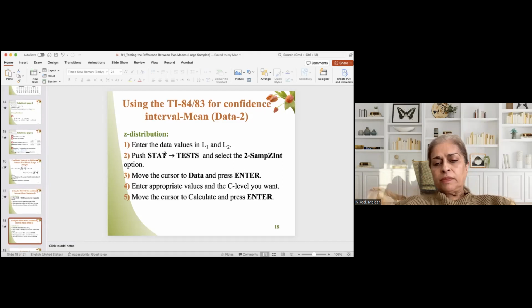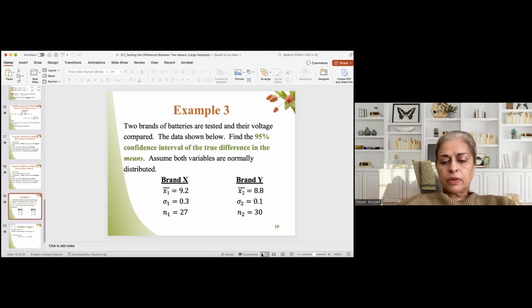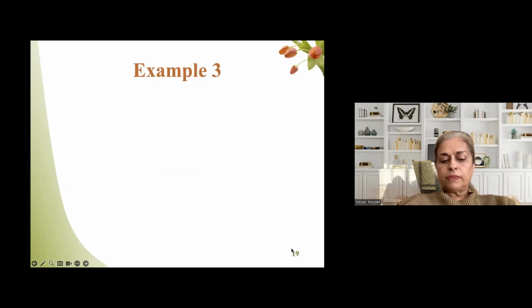If you have raw data, enter your data in list 1 and list 2, then go to Calculate, one var stat, pick x bar, s sub x, and n. Okay. Then quit that window, go to Stat Test, pick two sample z int, move the cursor to Data, press enter, put your confidence level, 90, just 90 or 95 or 99. Then highlight Calculate, press enter. Okay.